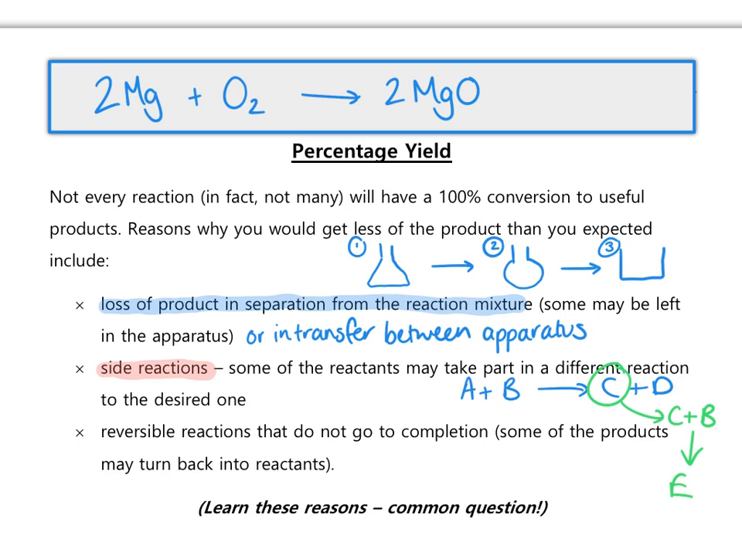So actually the amount of C in my reaction flask is dropping. So my yield is dropping from 100% just down and down and down as that side reaction is happening. And then finally, the third one you need to learn is reversible reactions.